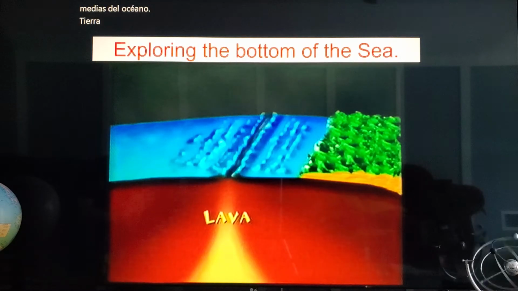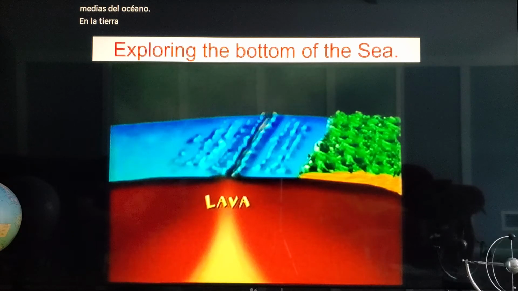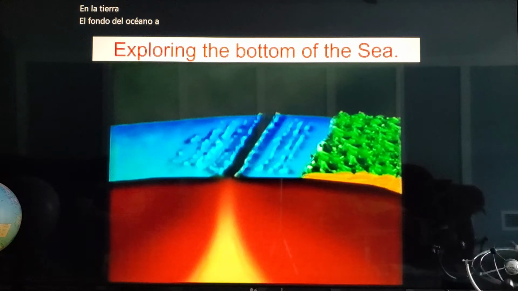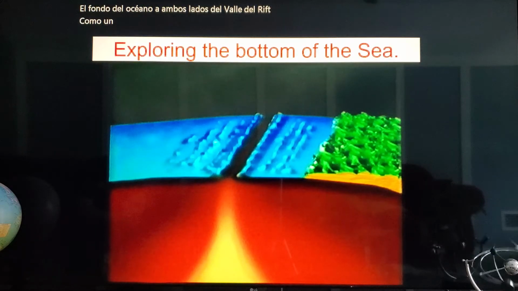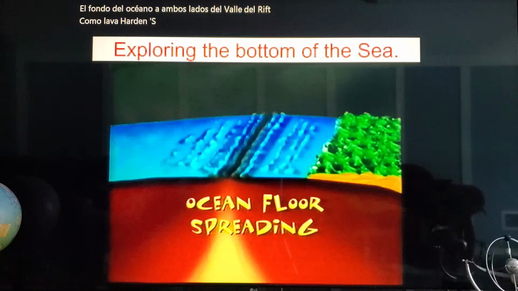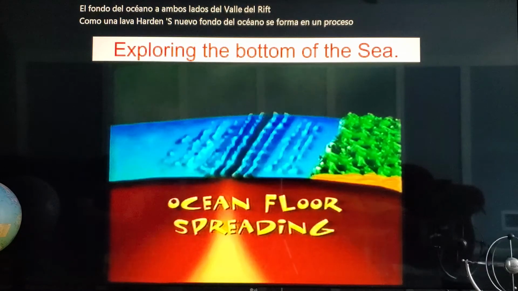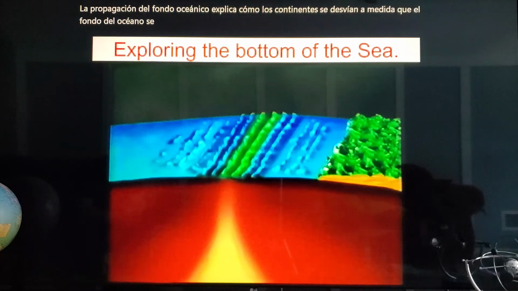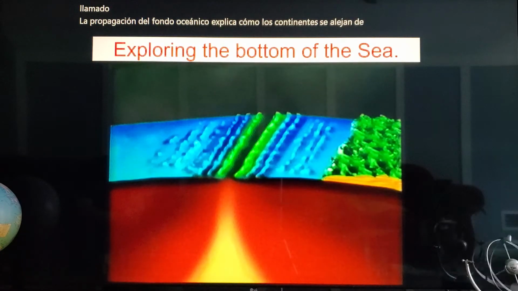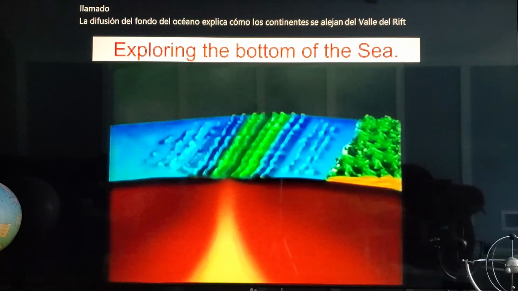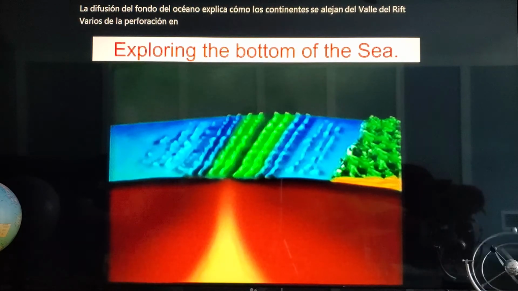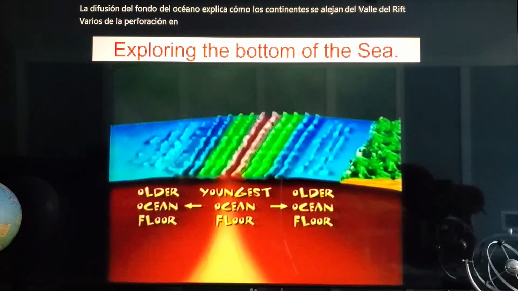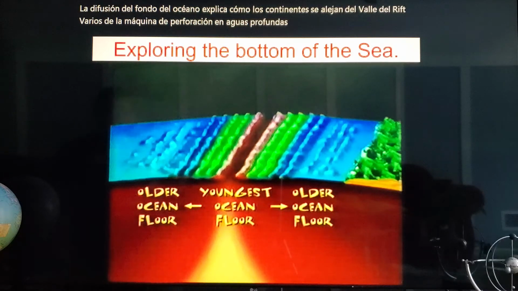As lava pushes up through the Rift Valley, the ocean floor on either side of the Rift Valley is pushed away. As the lava hardens, new ocean floor is formed in a process called ocean floor spreading. Ocean floor spreading explains how continents drift. As the ocean floor moves away from the Rift Valley, it takes its continent, if it has one, with it. Samples from deep-sea drilling machines showed that rocks next to mid-ocean ridge are younger than rocks farther away. So as the ocean floor spreads, the older rocks are moved farther away from the ridge.